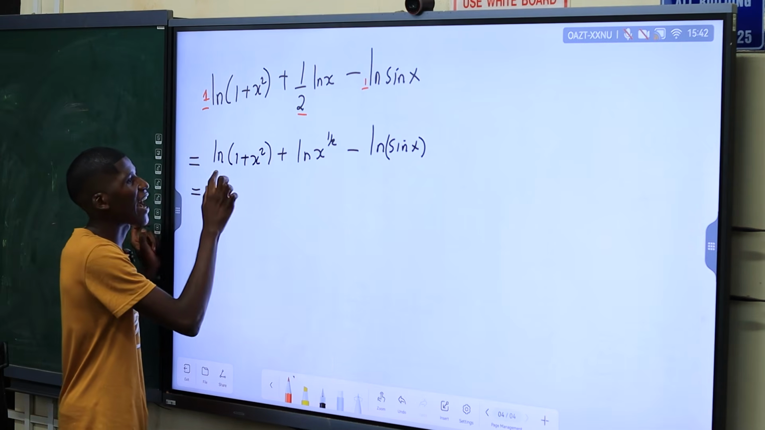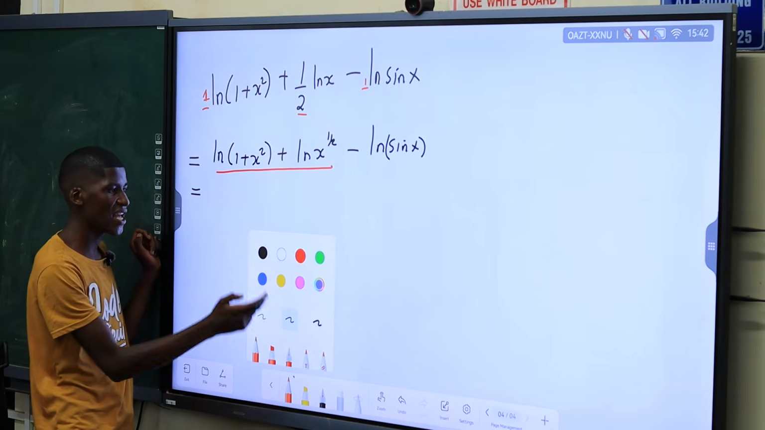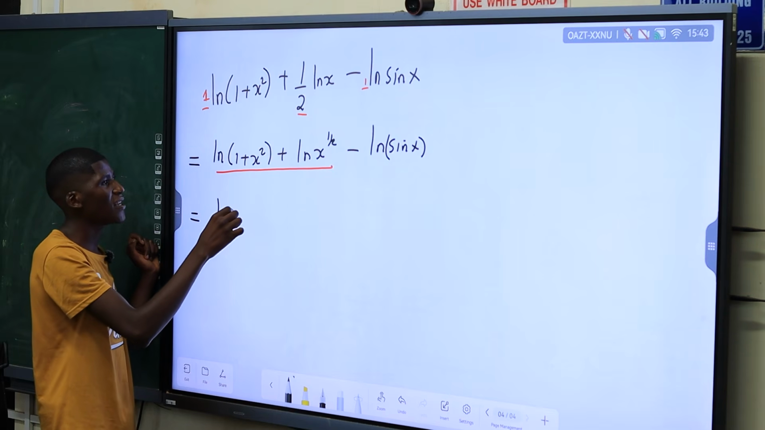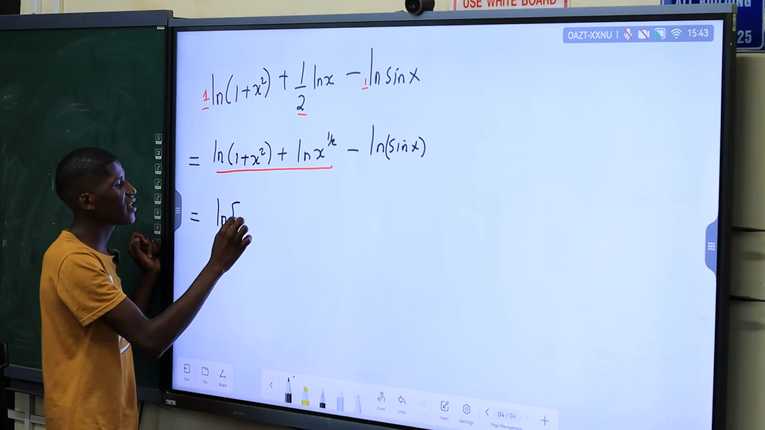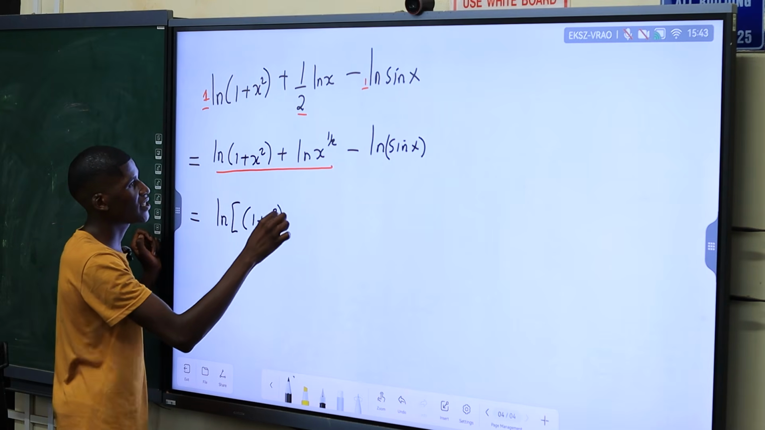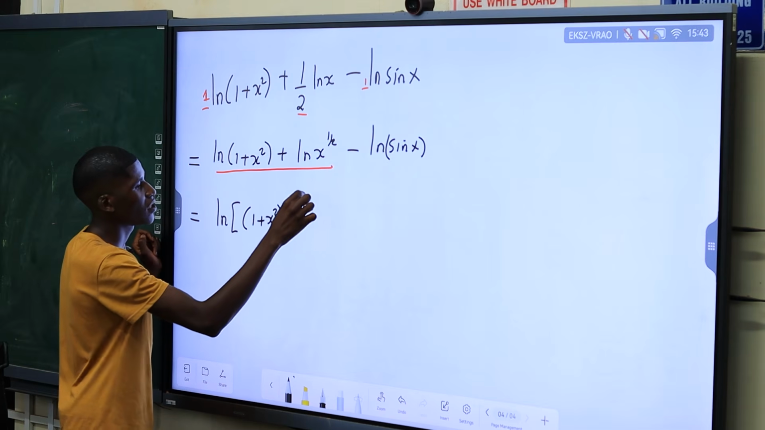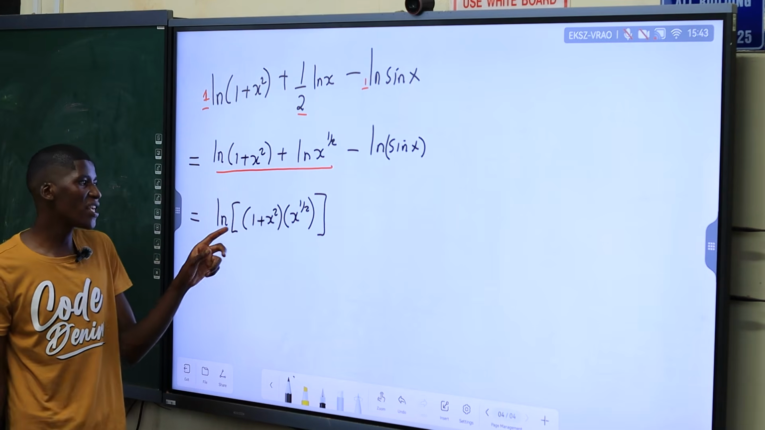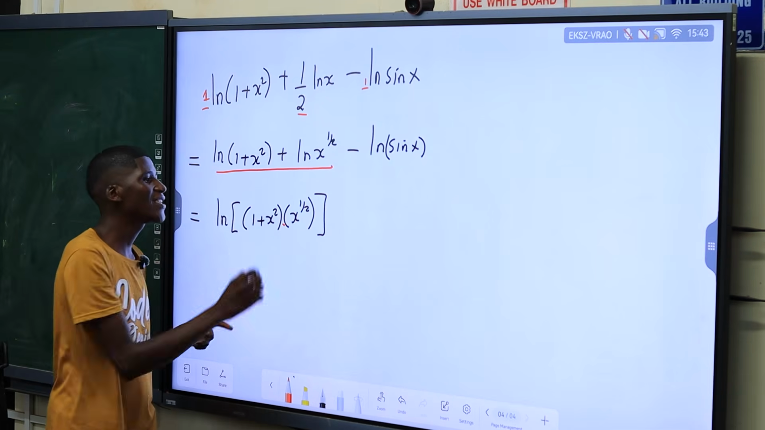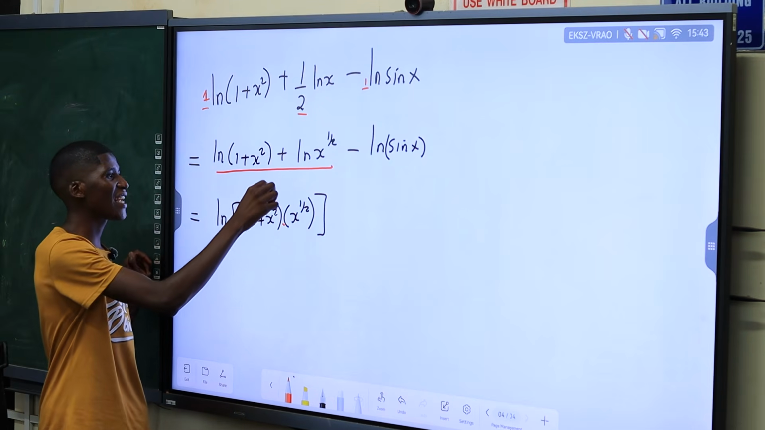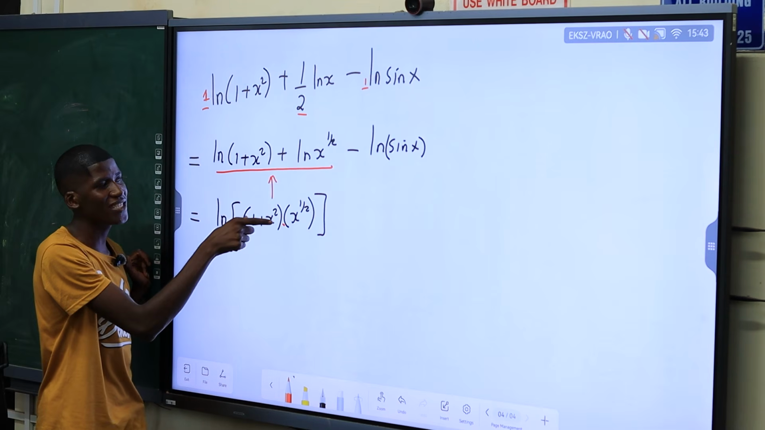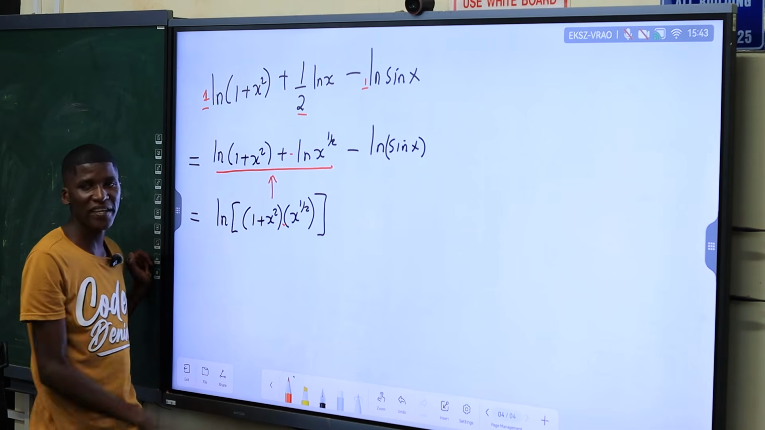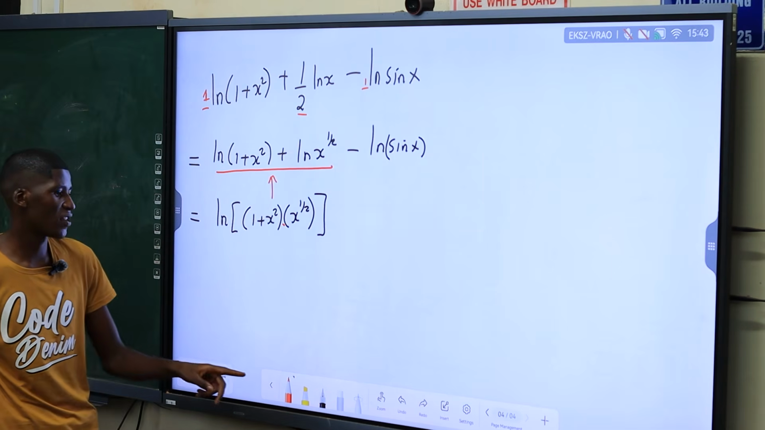We are going to fix these two first. How can we fix these two when we are adding two natural logarithms? This is going to be ln of 1 plus x squared times x to the power of 1 over 2. Remember that if we are multiplying two functions in the argument, we can rewrite this as ln of the first function plus ln of the second function, as long as the bases are the same. This is log base e, and this is also log base e.